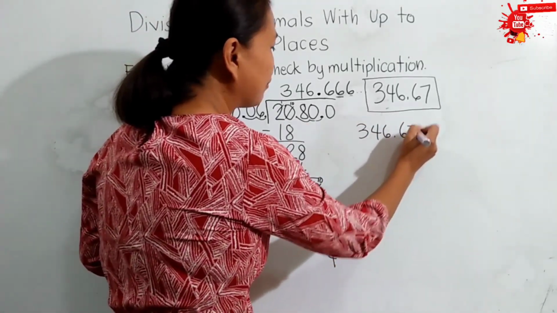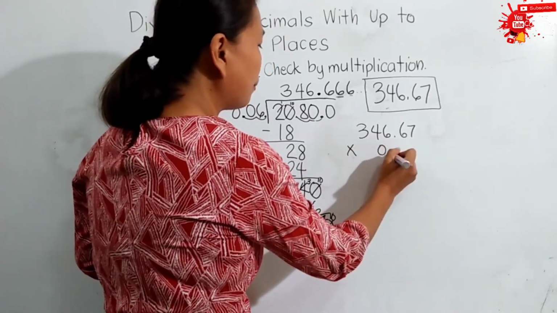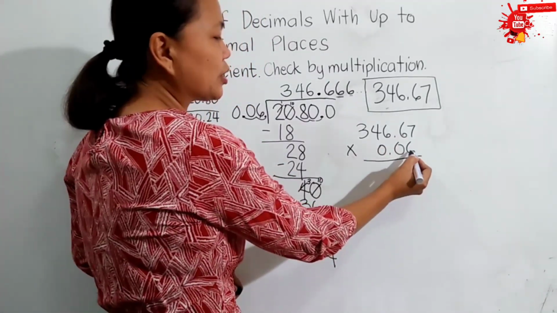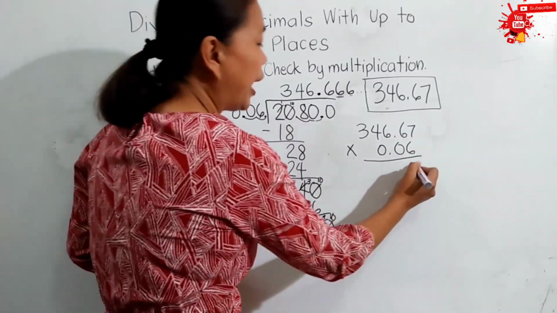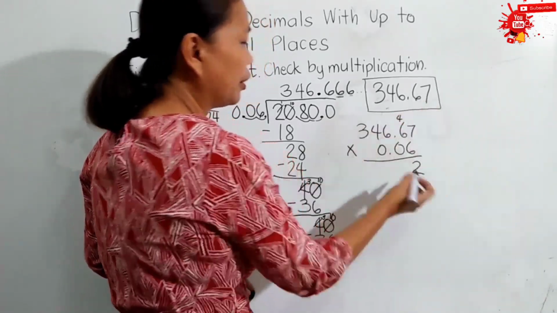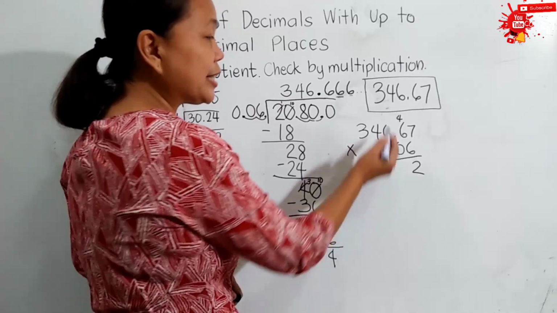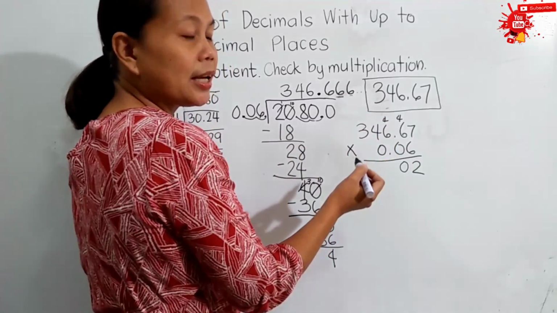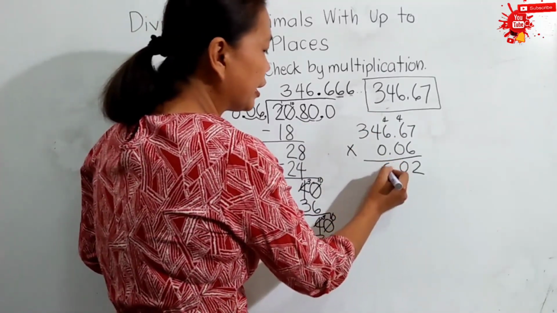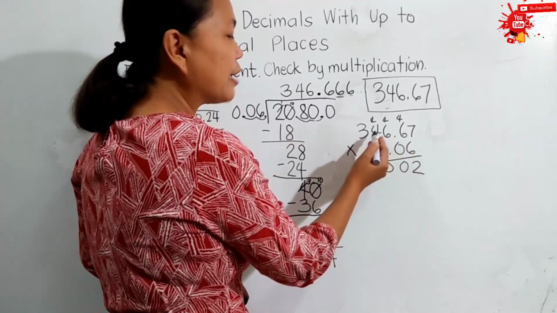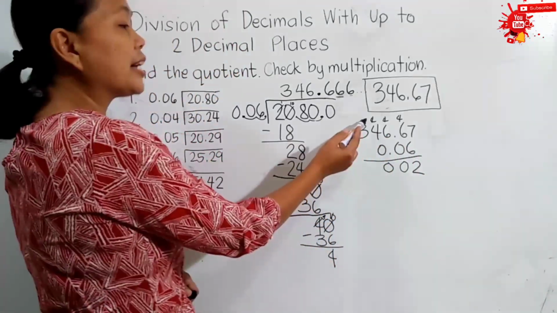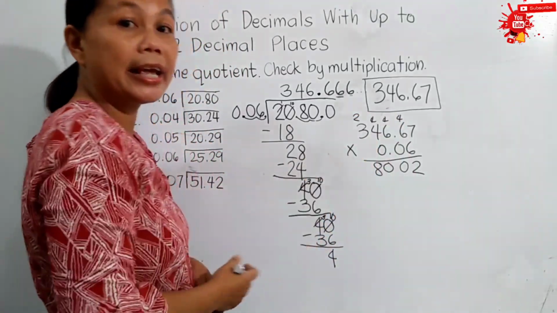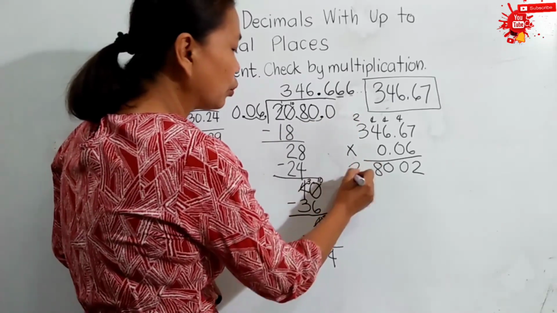346.67 times 0.06. Ayan. So, multiply natin si 6. So, what is 6 times 7? We have 42. Then, carry 4. So, 6 times 6, 36 plus 4, 40. Carry 4 ulit. Then, 6 times 6, 36 plus 4, 40. Then, carry 4 ulit. Then, 6 times 4, 24 plus 4, 28. Then, carry 2 ulit. And then, 6 times 3, 18 plus 2, 20.